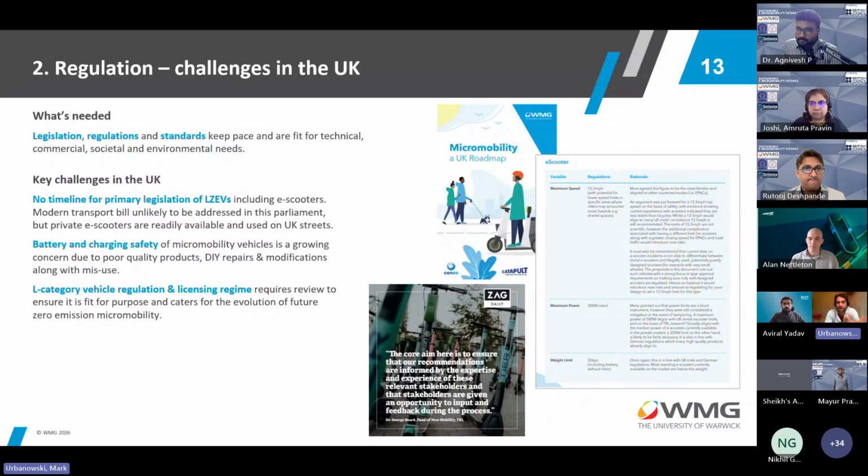We've got a number of battery fires where unsafe products are hitting the market. We've got a lot of illegal use of privately owned e-scooters in our towns, because people are unsure whether they're allowed to use them. We've got the L category, where use of those vehicles is quite a challenge for a person to get into because of a complicated licensing regime, far harder than just getting a license for a car.